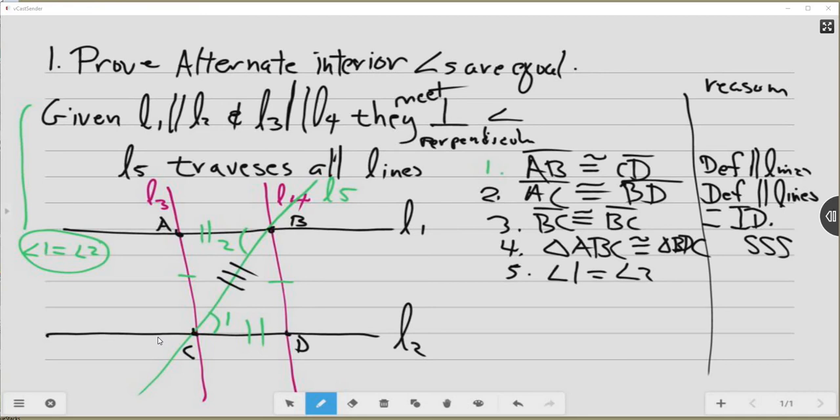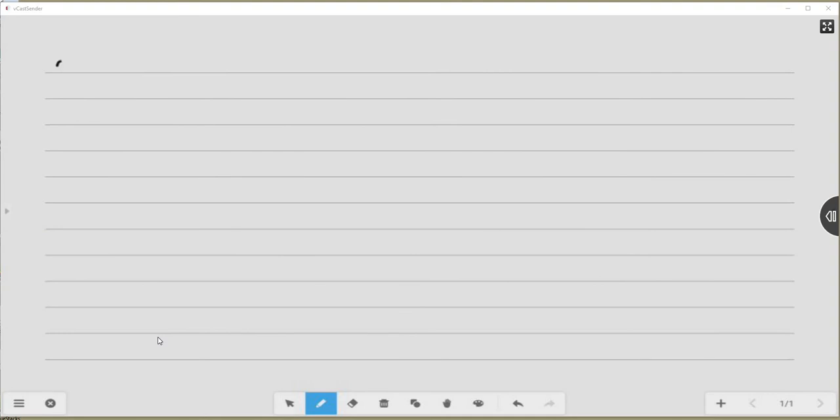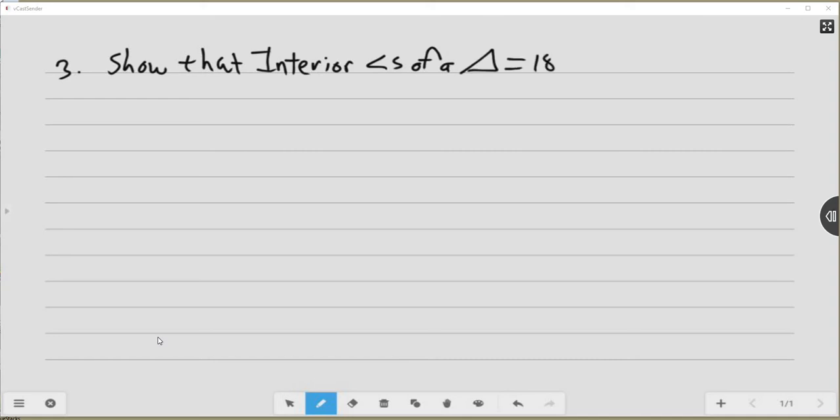Okay. So, any questions? All right. And the last problem. Number 3. So that the interior angle of a triangle equals 180 degrees.